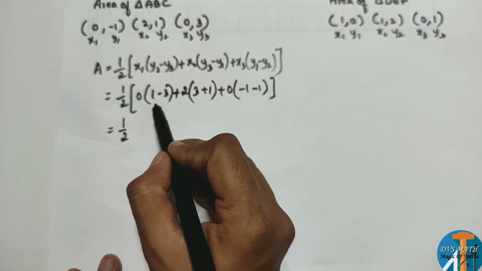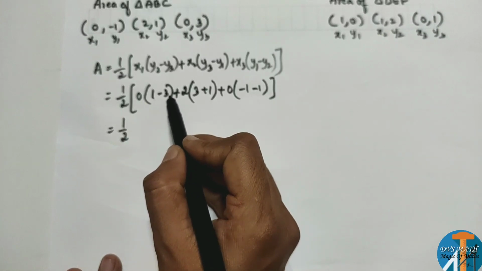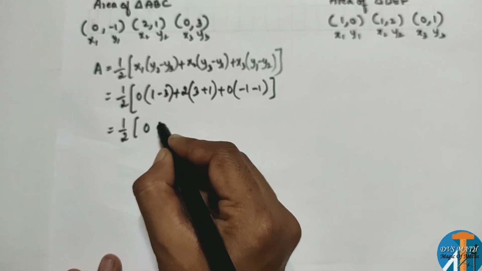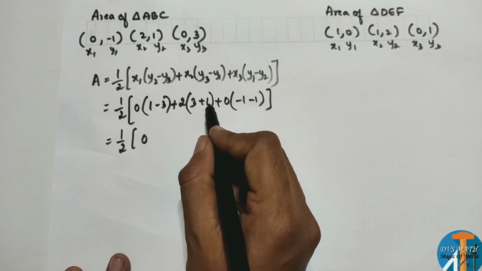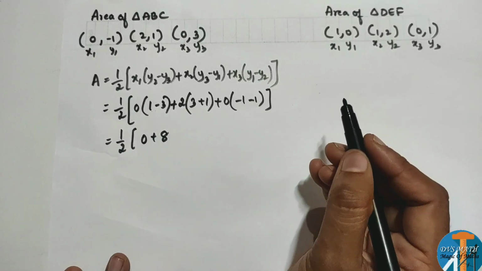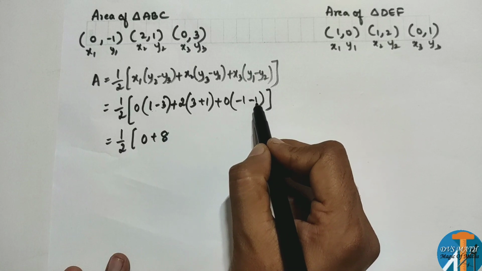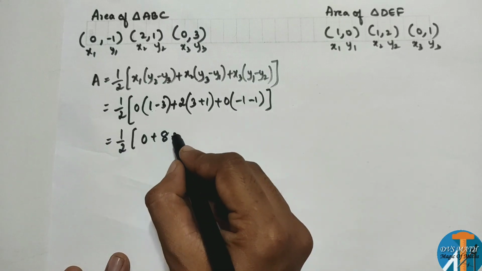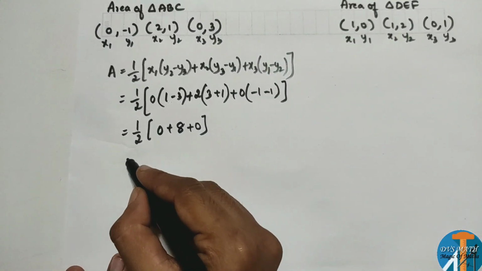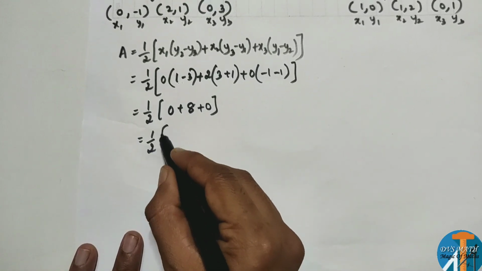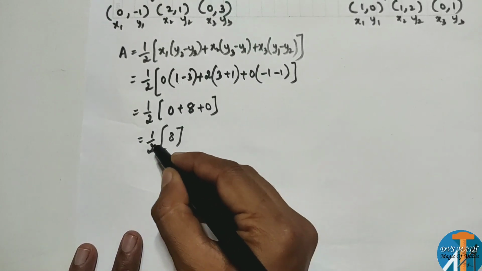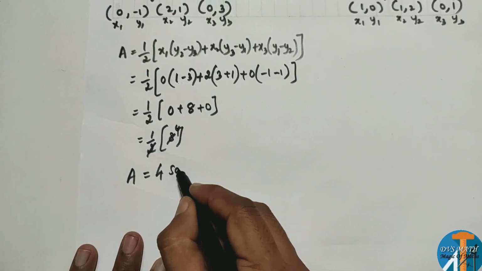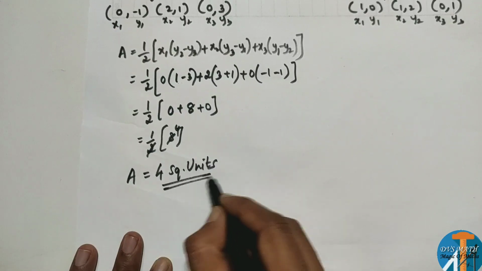So now let us simplify this. Half will be as it is. Observe 1 minus 3 is minus 2, and anything multiplied by 0 is 0. Then 3 plus 1 is 4, and 4 twos are 8. Again here, minus 1 minus minus 1 is 0, multiplied by 0, it is 0 only. So finally, everything if you add you will get 8, and half of 8 is 4. So what is the area of triangle ABC? You got 4 square units.